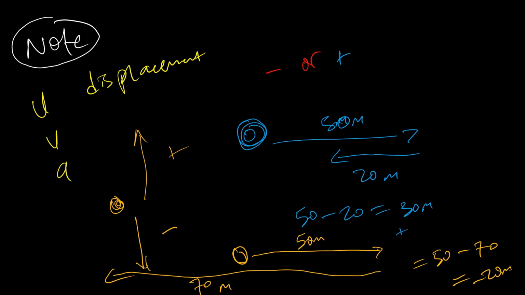The same thing is also applicable to the initial velocity and the final velocity. The positive and negative values of the velocities refer to its direction. Now let's look at initial and final velocity, u and v.